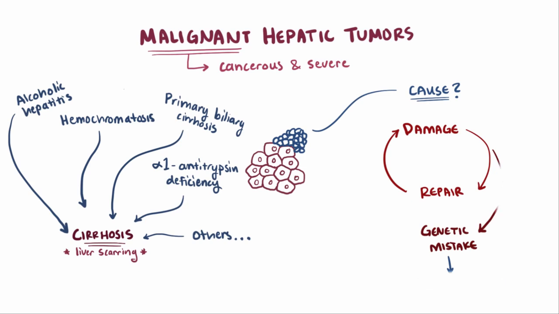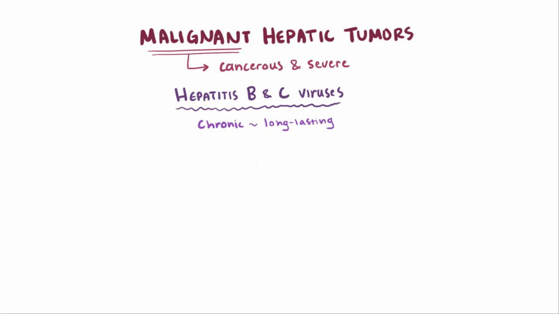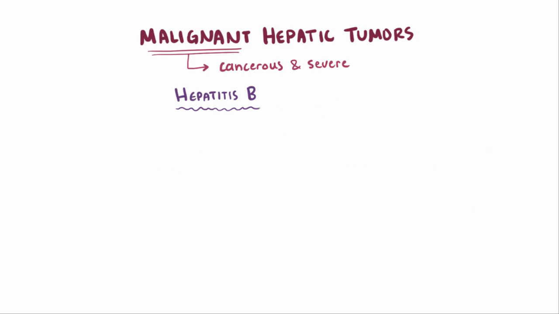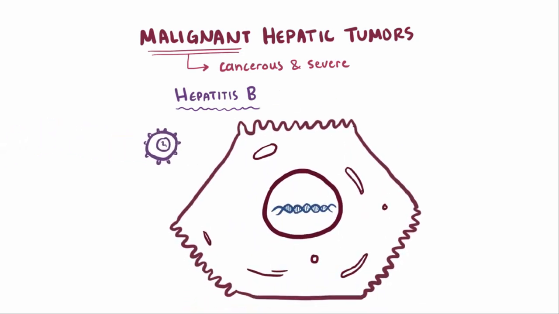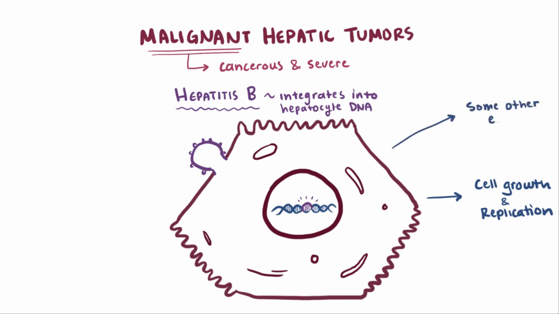The most common risk factor, the one that's been linked the most with hepatocellular carcinoma, are the hepatitis B and hepatitis C viruses, both of which can become chronic and long-lasting. In this case, the cells are at greater risk because of the constant state of infection and immune cell attack, which leads to this constant damage and repair. HBV is particularly problematic because of how the virus replicates. The HBV virus is a DNA virus that integrates into the hepatocyte's DNA, which, although not completely understood, is thought to either directly disrupt regulation of cell growth and replication, which leads to carcinoma, or cause some indirect effect that later leads to unchecked cell growth and replication.